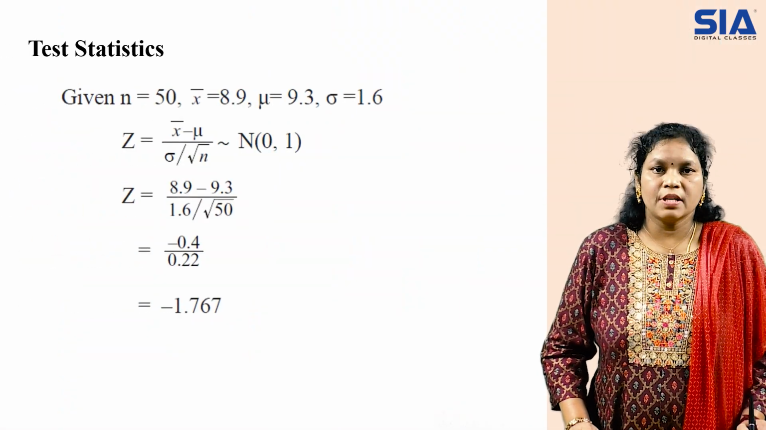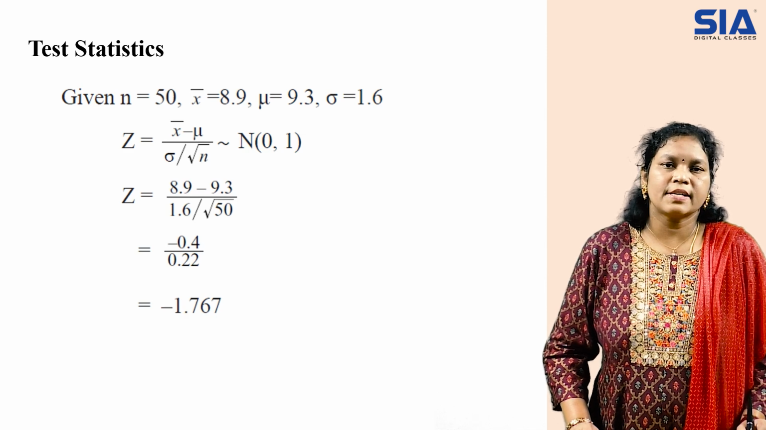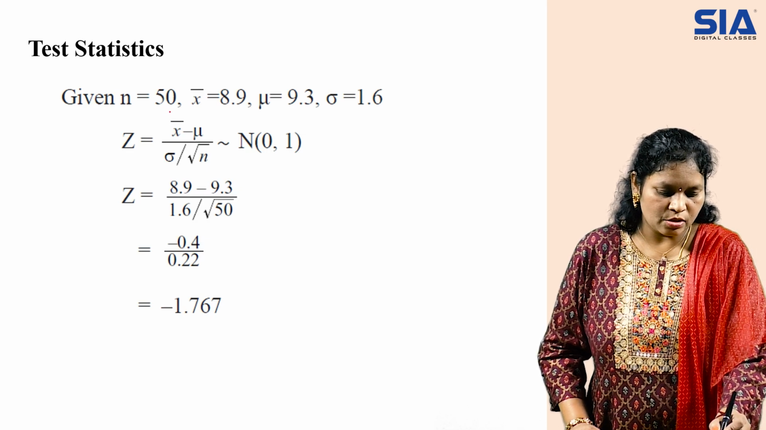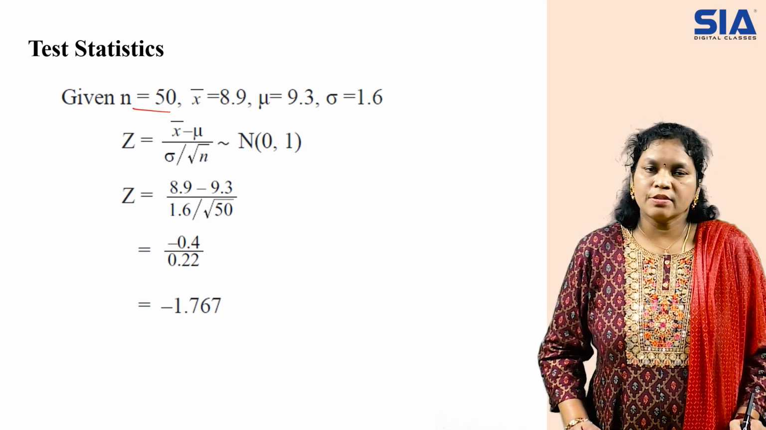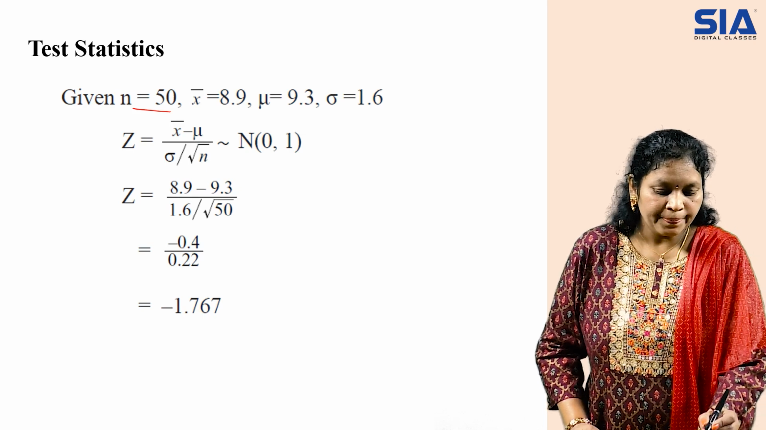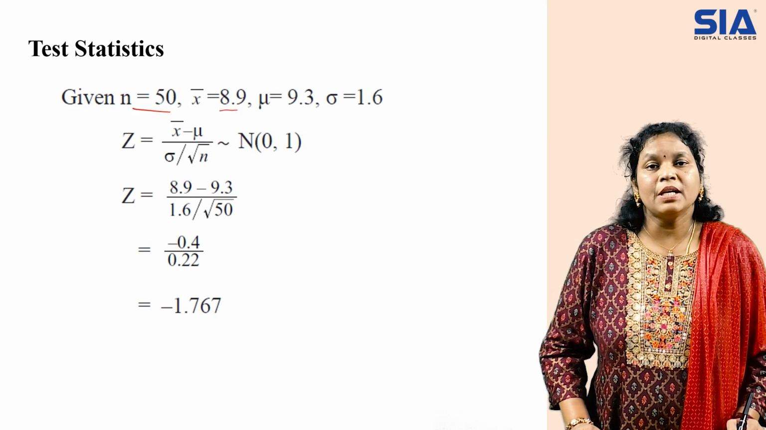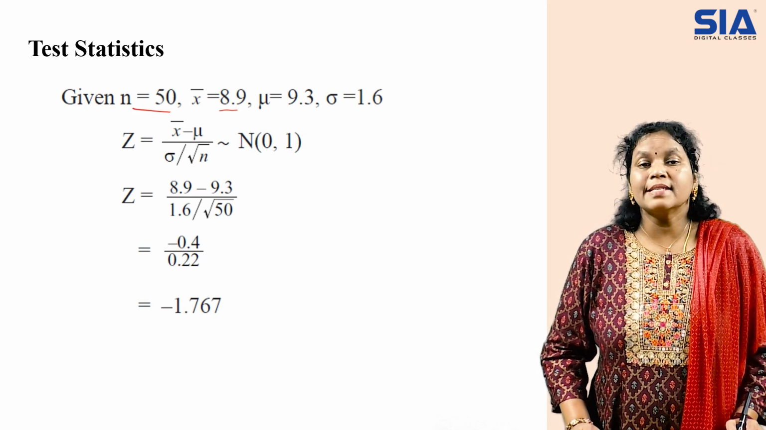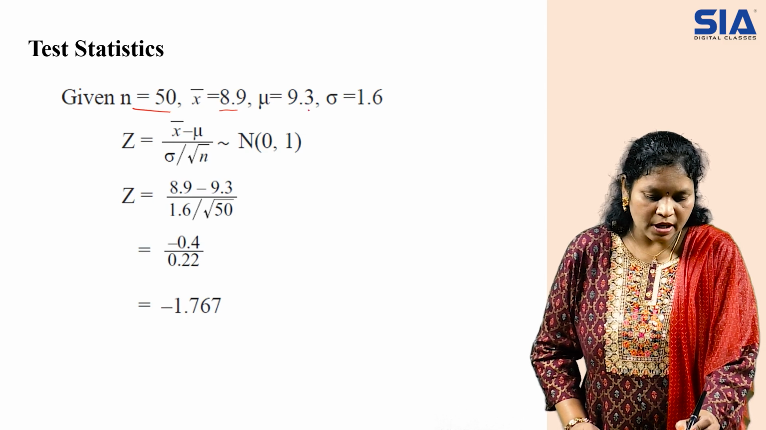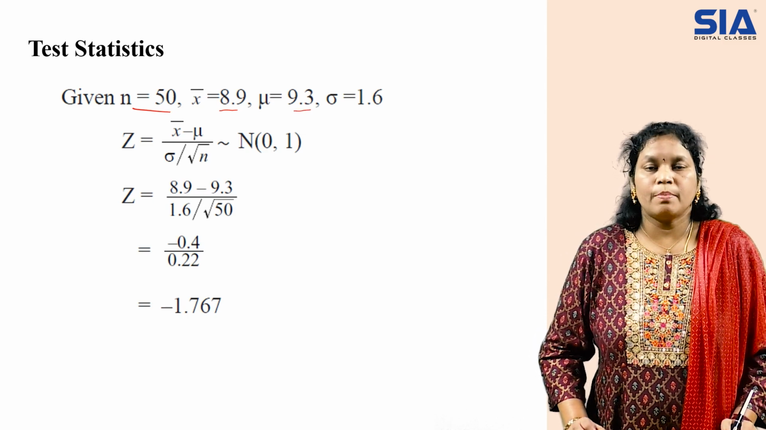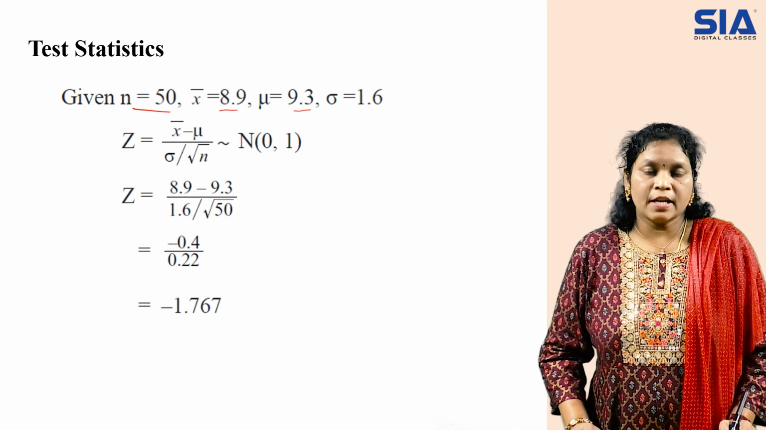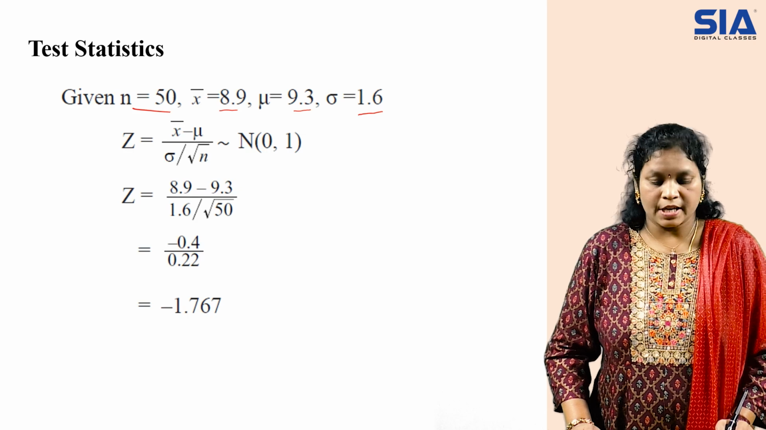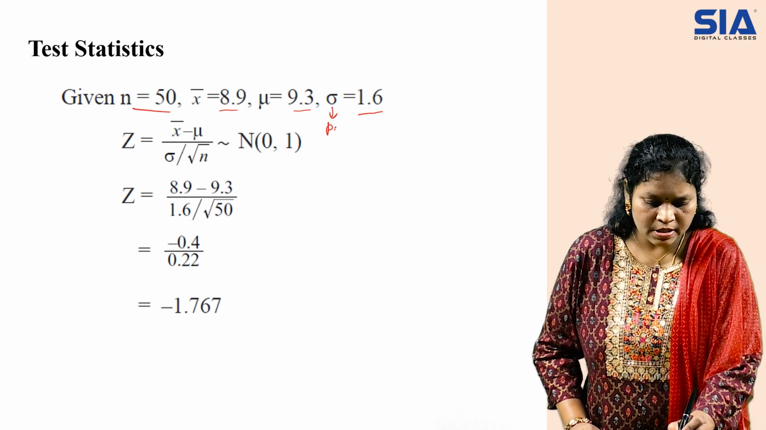Test statistic: what is the given information, and then let us go for the particular test statistic formula which we are going to implement here. Sample size n is equal to 50, 50 calls they have given. Then x bar, the sample mean, is 8.9, which they gave in the beginning. Then mu, the average they have given, becomes the population mean, that is 9.3. Then we got a standard deviation, so that becomes sigma, the population standard deviation.